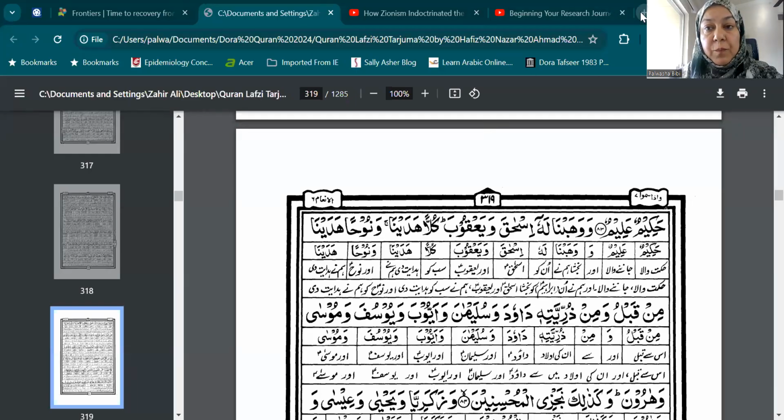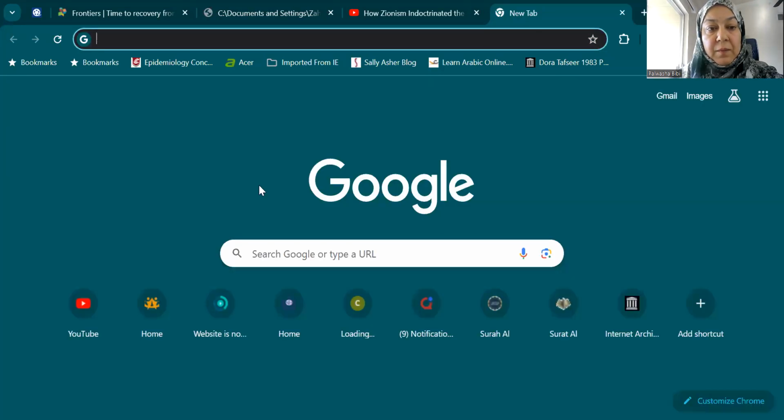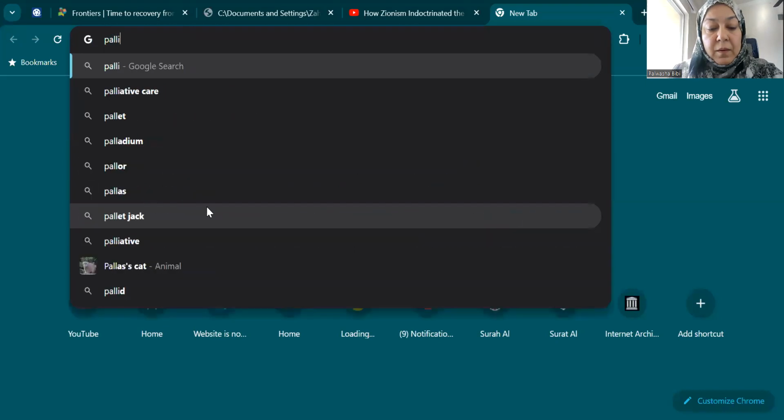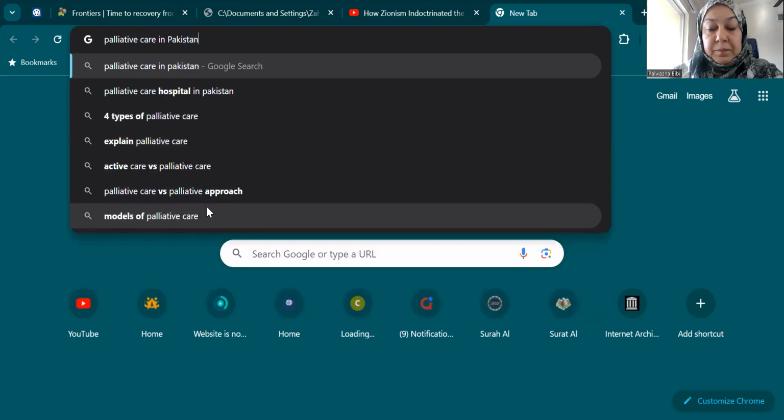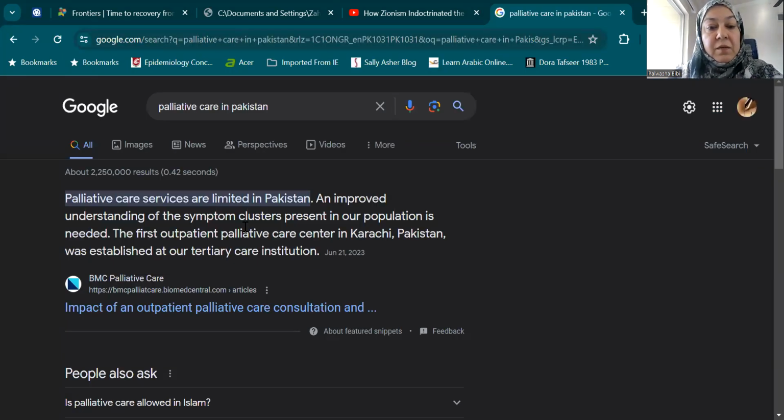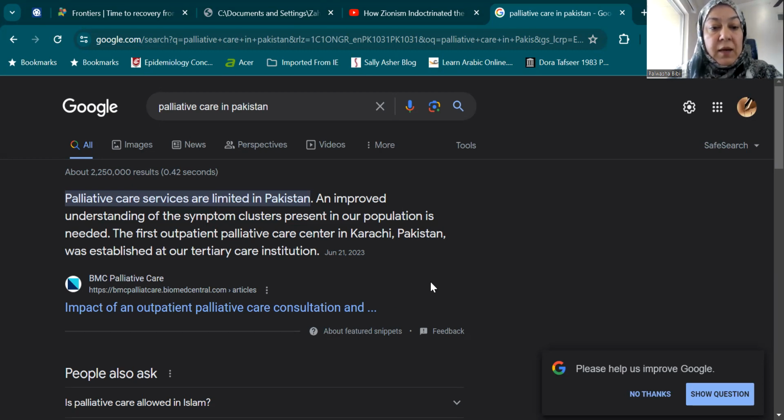What you do is, I'm going to share screen here with you and I'm going to go over to Google. Okay, let me just go to Google. Now I'm sharing my screen with you and let me just make a random search. Let me just write palliative care in Pakistan. Palliative care services are limited in Pakistan. That's what it clearly says. An improved understanding of this, and all that, is given here.